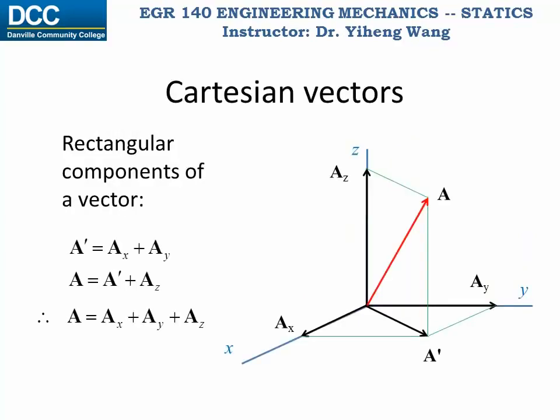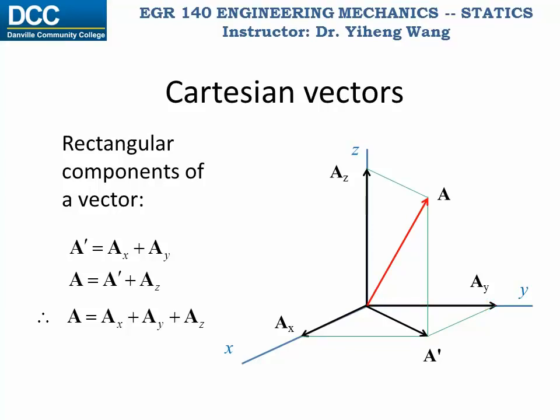direction. So if we transfer an arbitrary vector A into an established Cartesian coordinate system, with the tail of the vector fall on the origin, then we can first apply the parallelogram law to resolve vector A into two component vectors, AZ that falls along the z-axis and A prime that falls within the xy plane. Then we can apply the parallelogram law again to resolve vector A prime into the two components AX along the x-axis and AY along the y-axis.